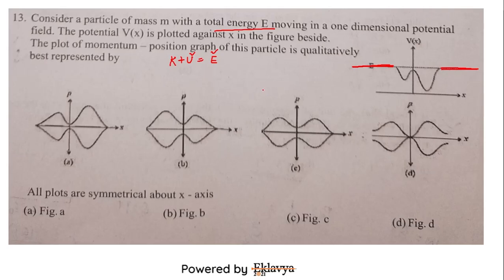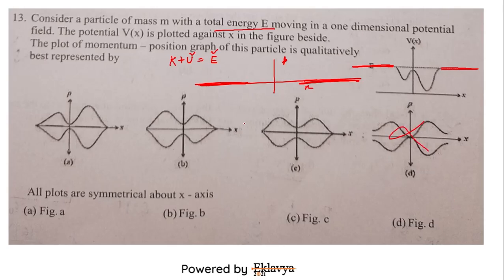So any graph of momentum versus position, like the graph that we are trying to make, we should mark a 0 and a 0 for these positions at least. So all graphs are like that only except this one. This one shows non-zero values for large values of X also. So this one is definitely ruled out.